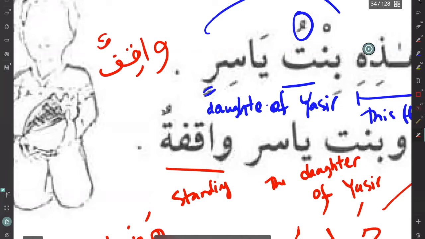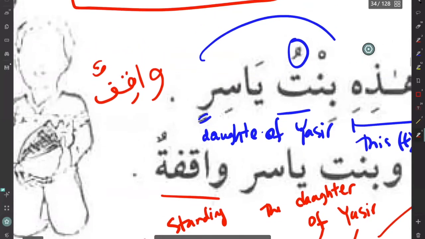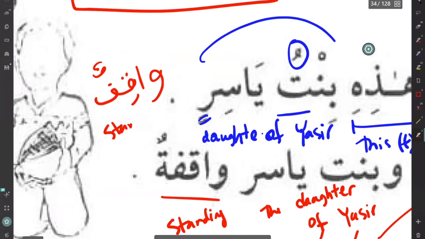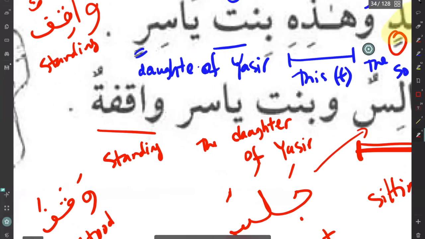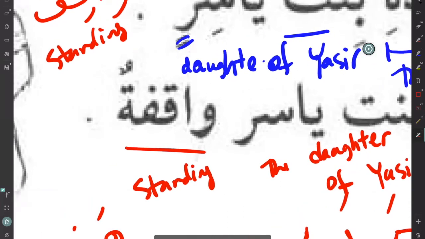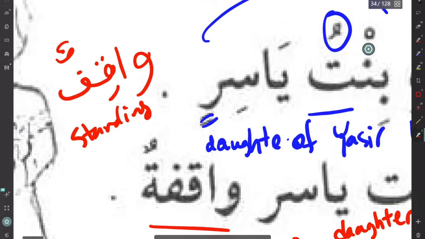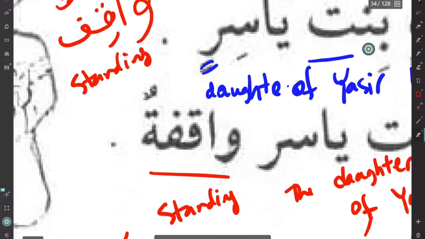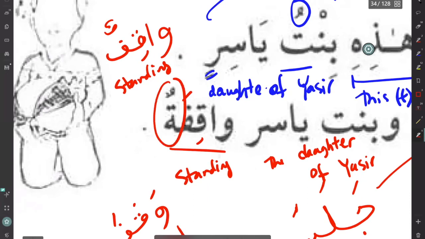Waqifun, right? This is from the previous chapter. Waqifun was standing. But because the subject of this sentence is feminine, we cannot describe that person or even that object using the masculine waqif that we learned. We have to change it into the feminine: waqifatun. Okay, so that is the whole technique.